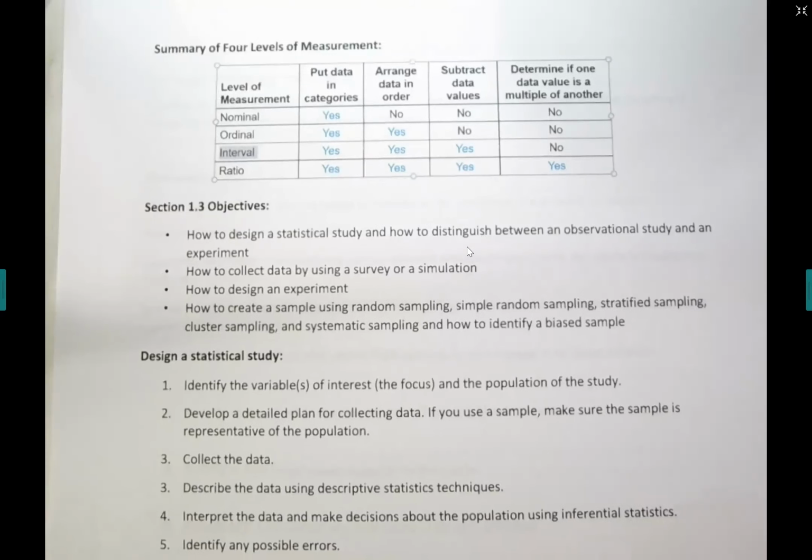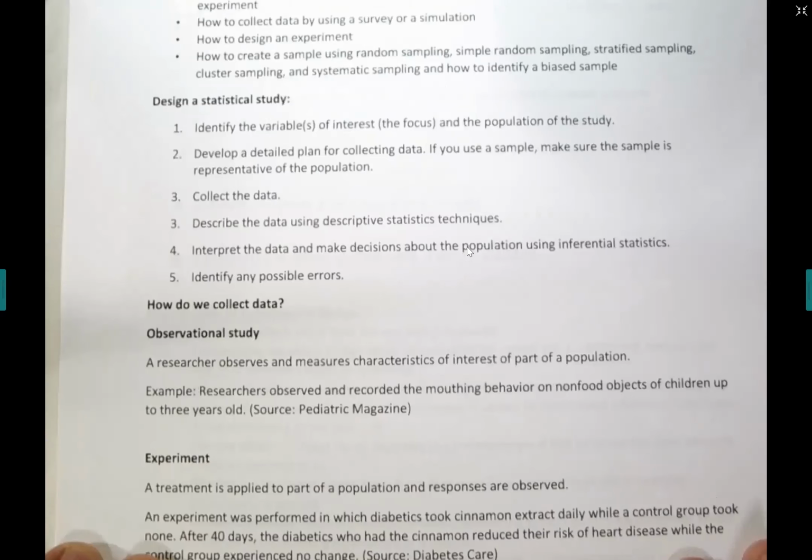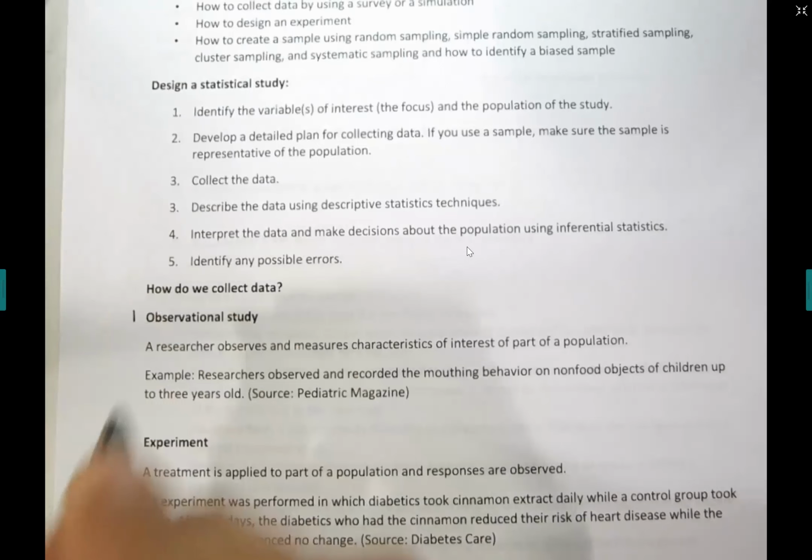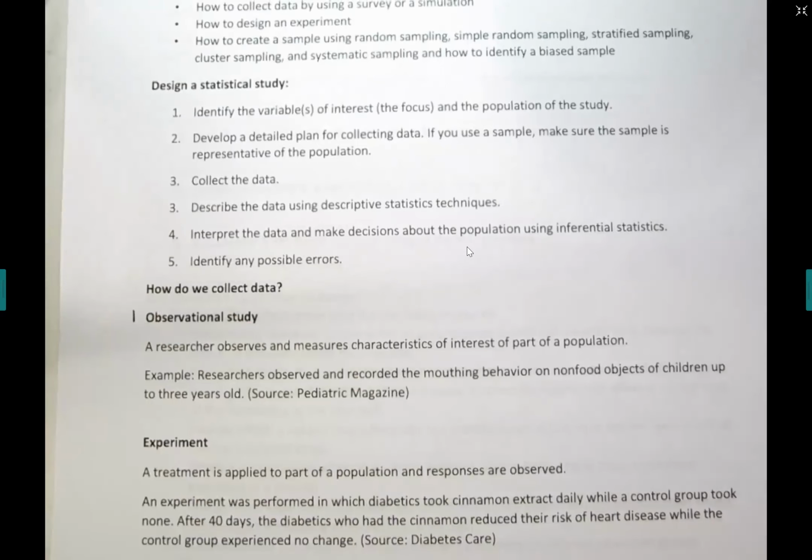Let me show you the methods of collecting data here. Observing. This is the first way to collect data here. Observational study. You sit down, observe, and take notes. A researcher observes and measures characteristics of interest of part of a population. Here is an example. Researchers observed and recorded the mouthing behavior of non-food objects of children up to 3 years old. So they watch the children, how they use non-food objects in their mouth, and then take notes. This is one way to collect data.